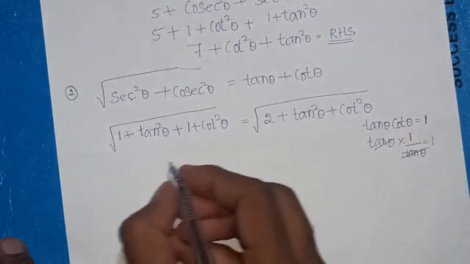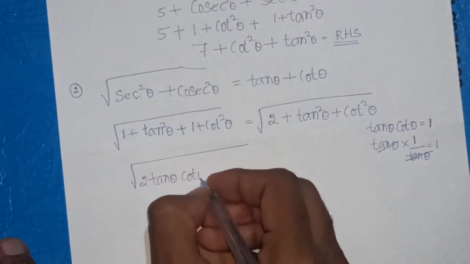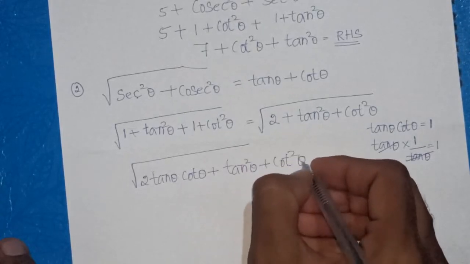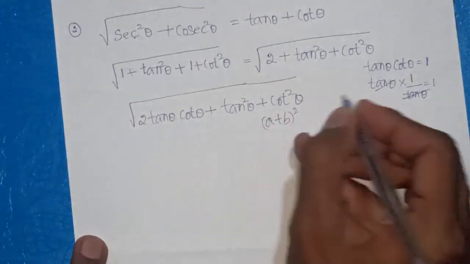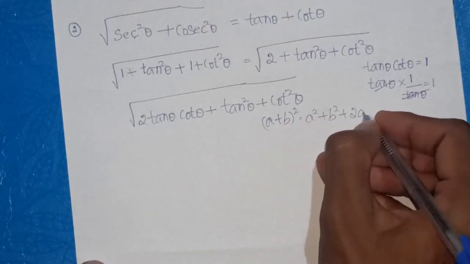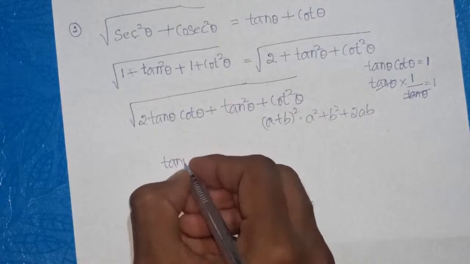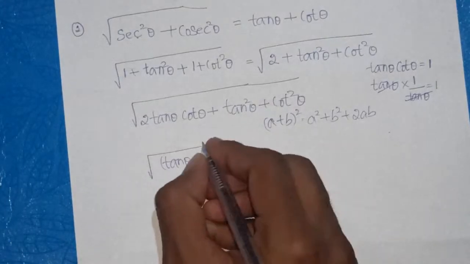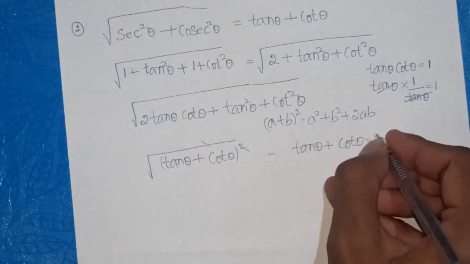So we'll use this in this equation: 2 into tan theta into cot theta plus tan square theta plus cot square theta, and it is in the form of (a plus b) whole square. So this equation can be written as a square plus b square plus 2ab. Here a is equal to tan theta and b is equal to cot theta. Therefore (tan theta plus cot theta) whole square under root, square and root will cancel, so tan theta plus cot theta will come out. This is equal to our RHS.